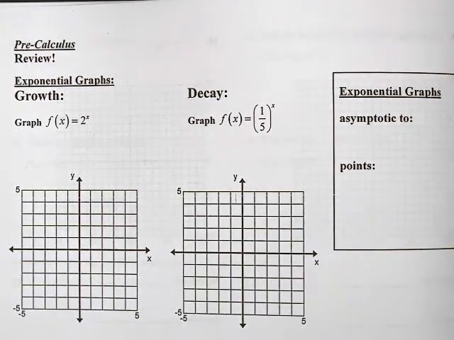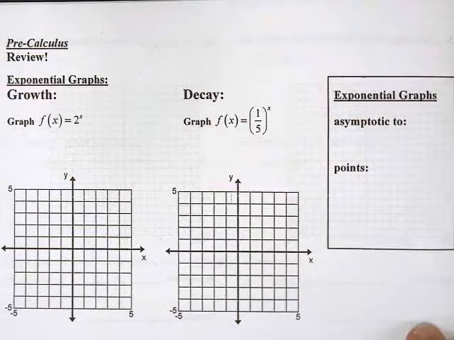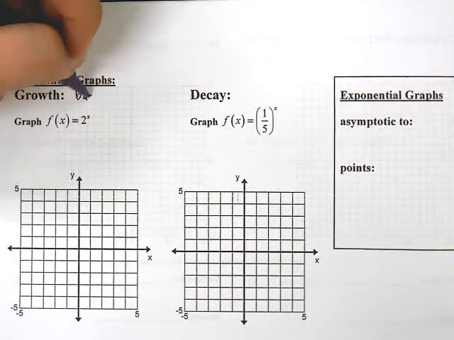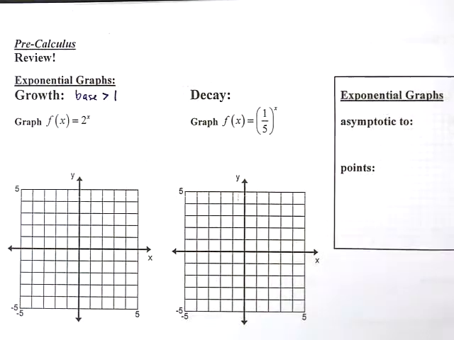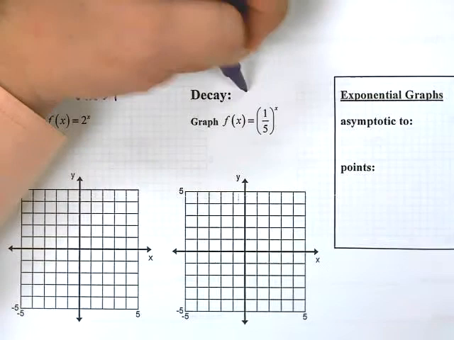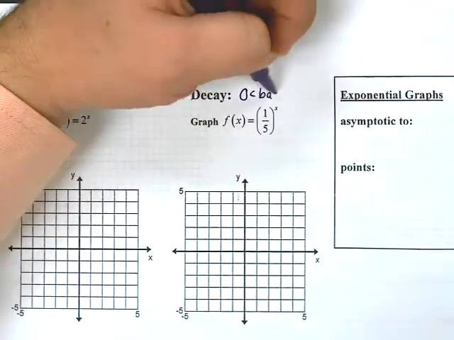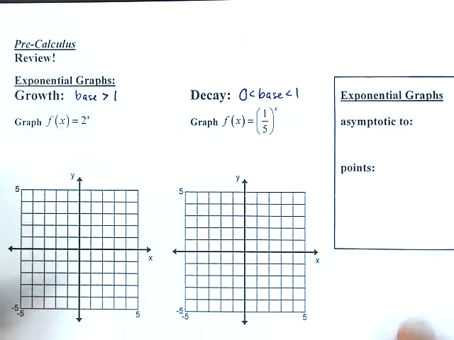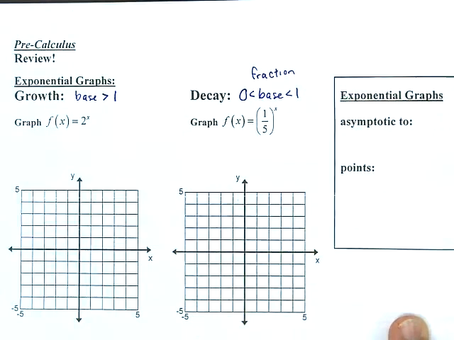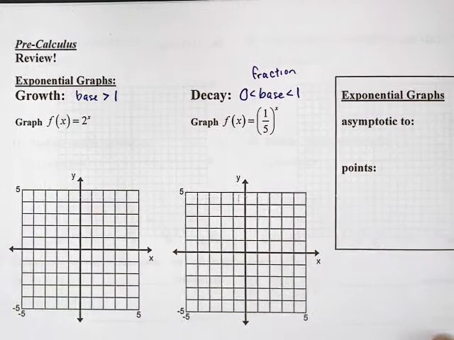All right. So, we're going to start with graphing exponential graphs. We have to remember growth is when the base is greater than 1. Decay is when the base is between 0 and 1. A lot of times we'll say this is a fraction. That's what we're looking for. And we know how to graph these.